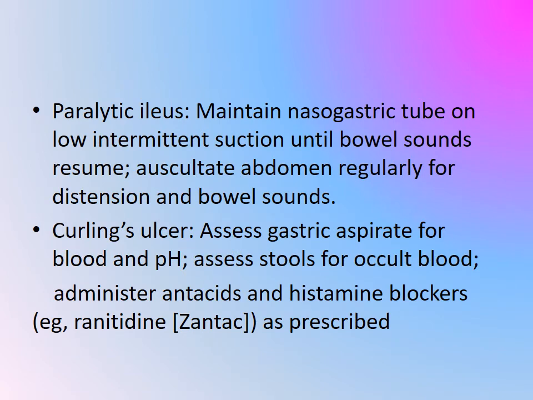Paralytic ileus: maintain the nasogastric tube on low intermittent suction until bowel sounds resume. Until bowel sounds return, we have to keep the nasogastric tube on low intermittent suction, auscultate the abdomen regularly for any abdominal distension, and listen for bowel sounds. Curling ulcer: assess gastric aspirate for blood and pH, assess stools for occult blood, and administer antacids and histamine blockers, for example ranitidine.